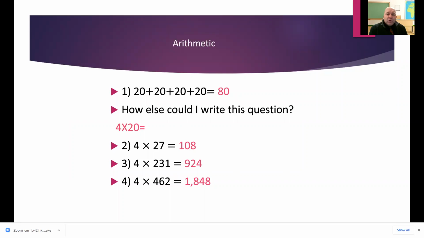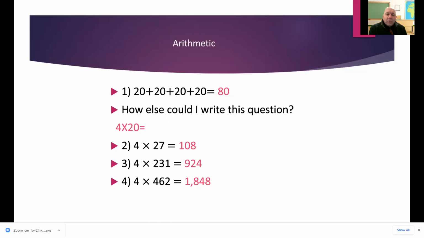Question 2, 4 times 27. Well, hopefully you'll have done 4 lots of 7, which is 28. We put our 8 in the ones column and we carry the 2 across. And then 4 times the 2 tens is 80. 80 plus the 2 tens we've carried across is 100, so 108.